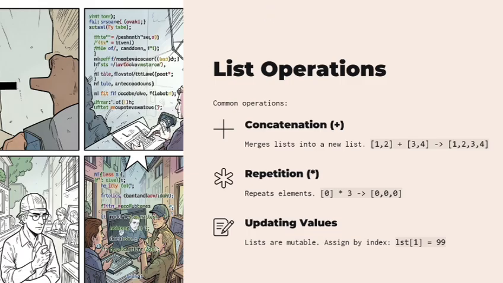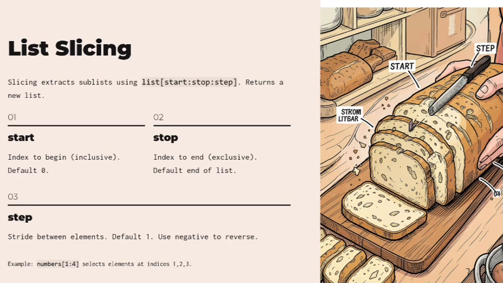Now, just like strings, lists support slicing. The syntax is list[start:stop:step]. Slicing creates a new list containing selected elements. Take numbers is equal to 10, 20, 30, 40, 50 as an example. numbers[1:4] selects indexes 1, 2, 3, because the stop index is not included.